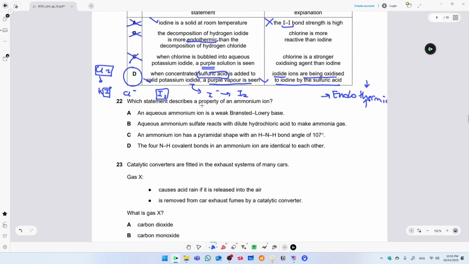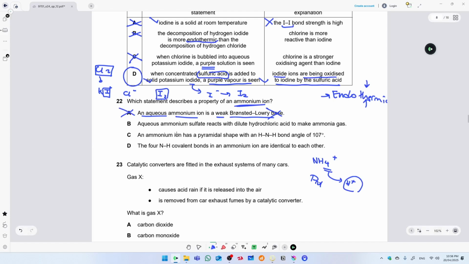Which statement describes the property of an ammonium ion? A. An aqueous ammonium ion is a weak Brønsted-Lowry base. So let's look at NH4 plus. NH4 plus usually donates this extra hydrogen, the proton, so it acts as a proton donor, which is a Brønsted-Lowry acid, not base. A is not the answer.